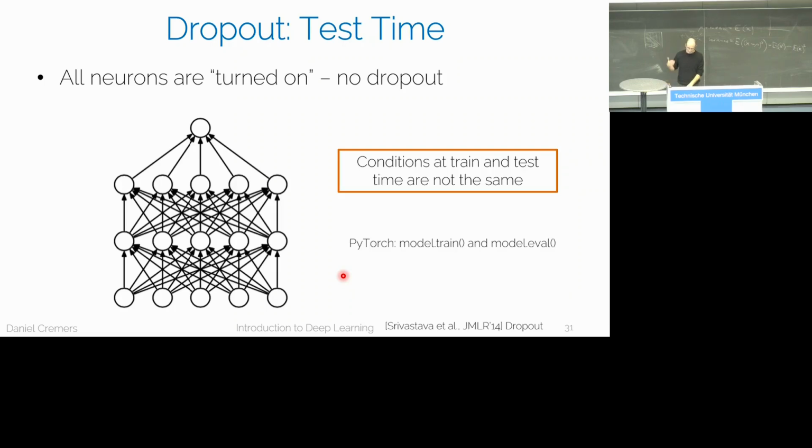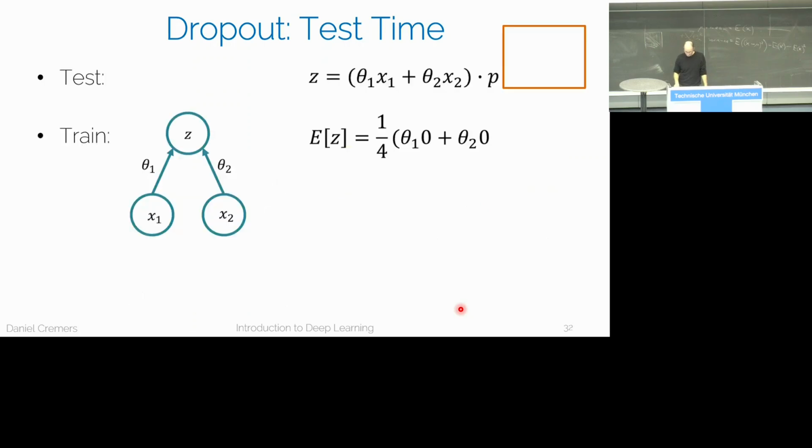And it's to assure that the conditions at train and at test time are consistent. At train time, you only had half of the neurons active. At test time, you will have all of them active. So you want to make sure that you normalize appropriately.